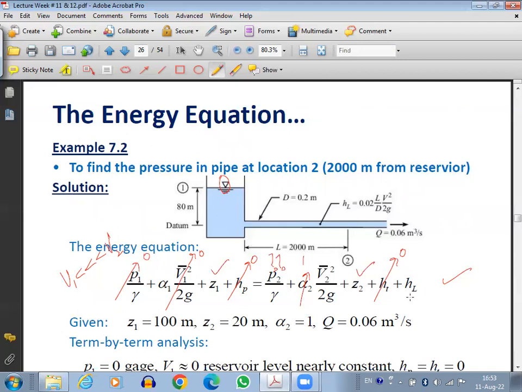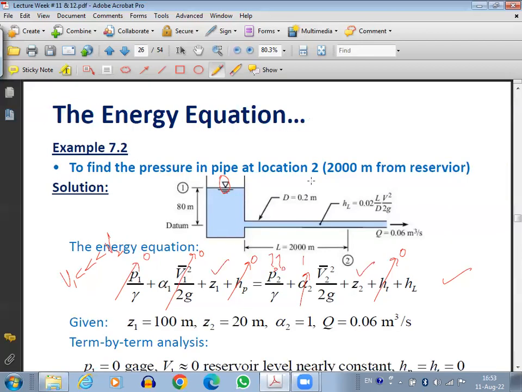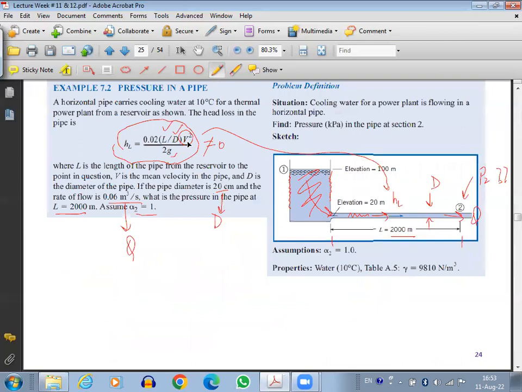HL, we don't know, but we know the formula for HL. Formula for HL is 0.002. Length is given 2000. Diameter is given, but again velocity we don't know. So we don't know velocity here in this formula for HL. And we also need the velocity here. These two velocities will be the same, because HL, when we are using it, is at 0.2. So the velocity here in the formula for HL will also be V2.